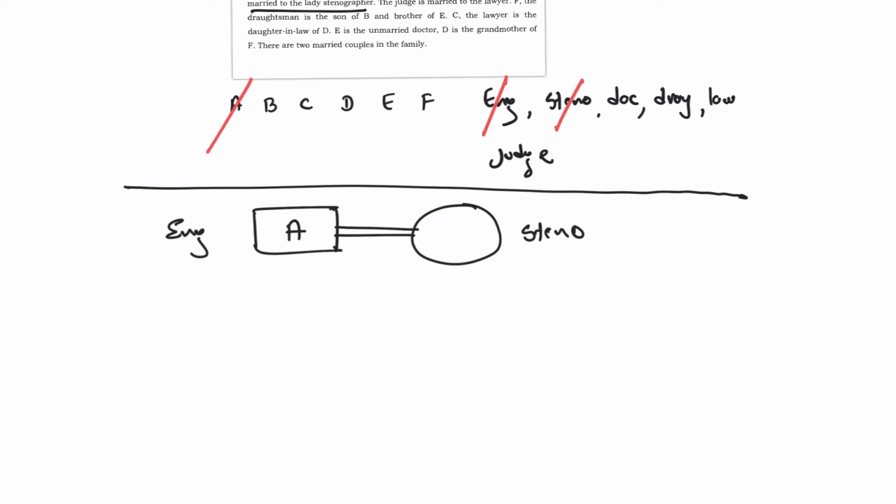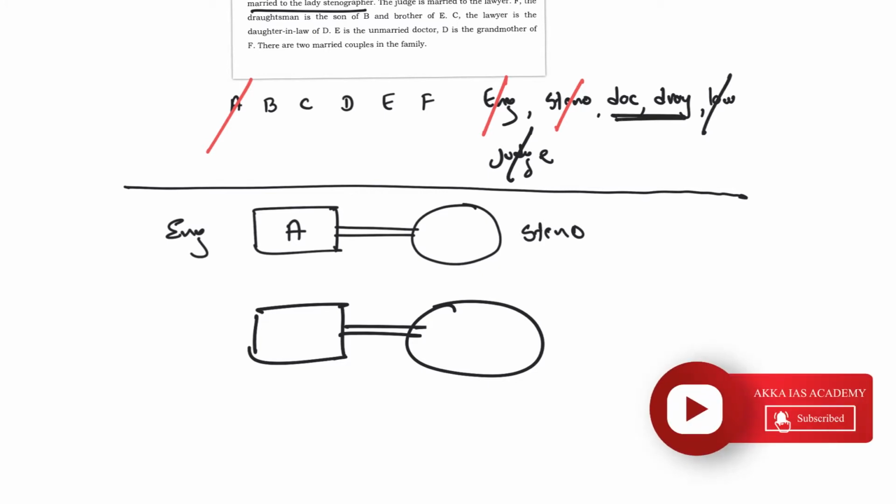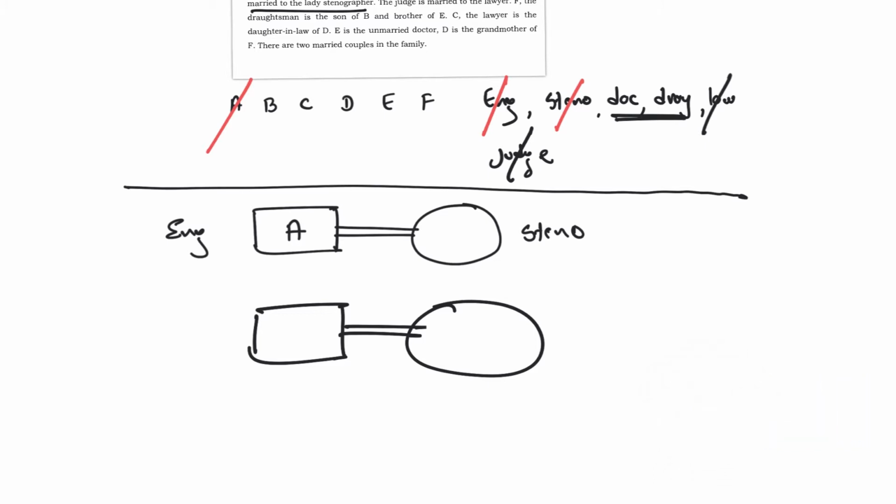Next, the judge is married to lawyer. So 2 persons will be there, between whom marriage happens. Who is lawyer and who is judge, we don't know yet. F, the draughtsman. So here we got judge and lawyer, so doctor and draughtsman are remaining. F is the draughtsman and is the son of B and brother of E. So draughtsman also we got here, my dear friends.